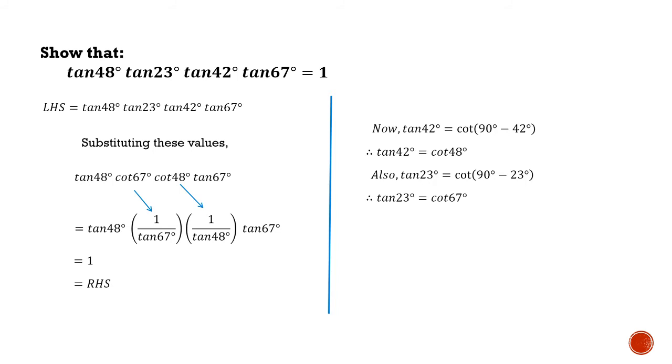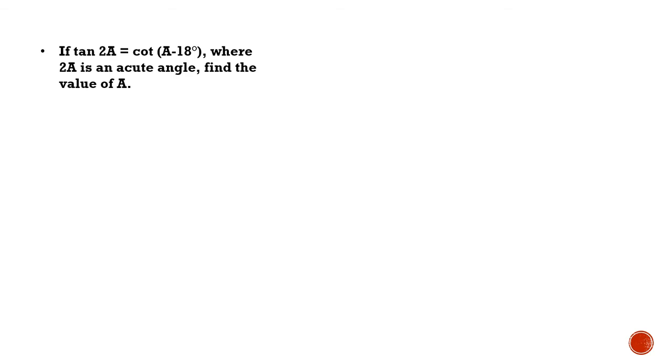Very simple, you just need to understand the concept of complementary angles. Let's see the next question. Now here the question is: if tan 2A is equal to cot(A minus 18), where 2A is an acute angle, find the value of A.